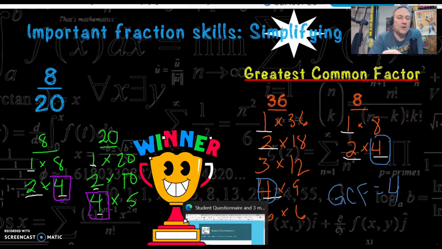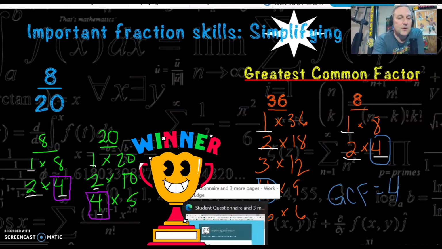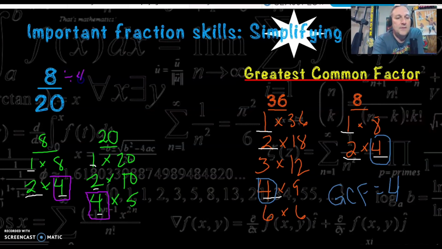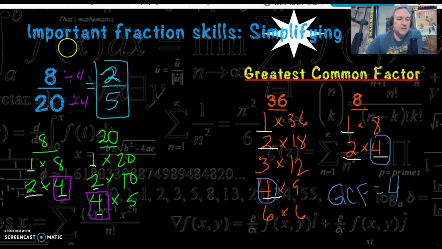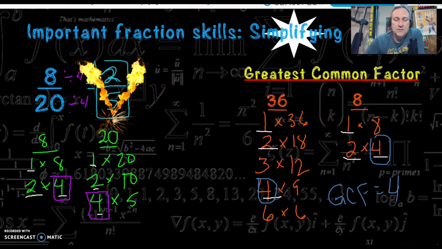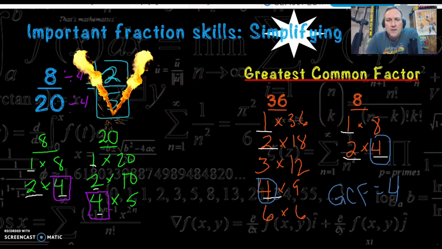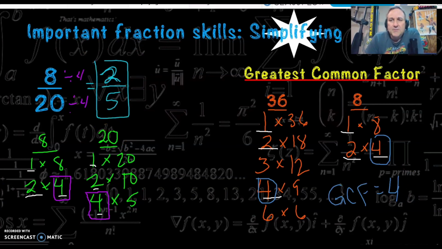So we're going to divide these both by 4. And we get what? 8 divided by 4 is 2, and 20 divided by 4 is 5. So I get the simplified fraction of 2/5. That's it. That's simplifying fractions. Pretty simple.